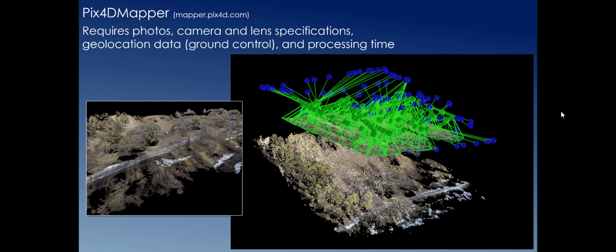So Pix4D Mapper requires photos, the camera and lens specifications, geolocation data, so your GPS data, and processing time. A lot of the drones will automatically geotag your photos. Our S1000s do not automatically geotag, and so that's something that we have to take into account, and we geotag them after the fact by mounting a small data logger GPS on top, and we only have to get them within a reasonable distance of where they really are in the real world. And then we'll use our ground control targets to tie it in nice and tight.